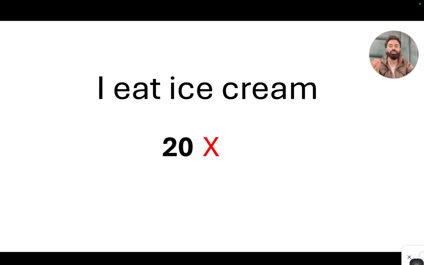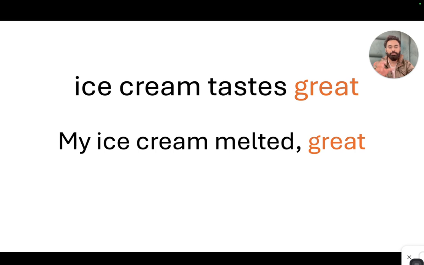We also need to store other things, like the context. Why? Because think about it. Somebody says "ice cream tastes great," and then somebody else says "my ice cream melted, great," right? These are two different things. Even though they have the same word, great, in these two sentences, the first one is a figure of happiness, but the second one is sarcasm.